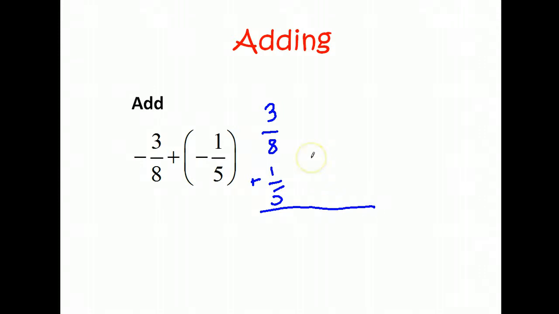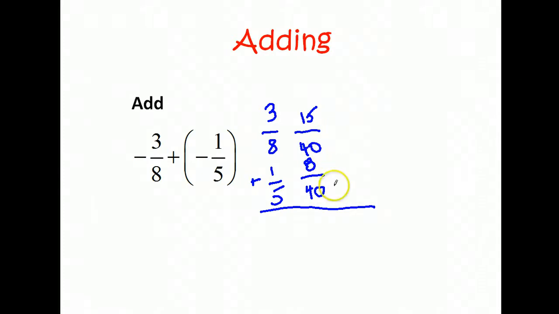Alright, when we add fractions, we have to find a common denominator. So, least common denominator for 8 and 5 is 40. Five times 8 is 40. 1 times 8 is 8. So 1/5 is equivalent to 8/40. 8 times 5 is 40. 3 times 5 is 15. So 3/8 is equivalent to 15/40.